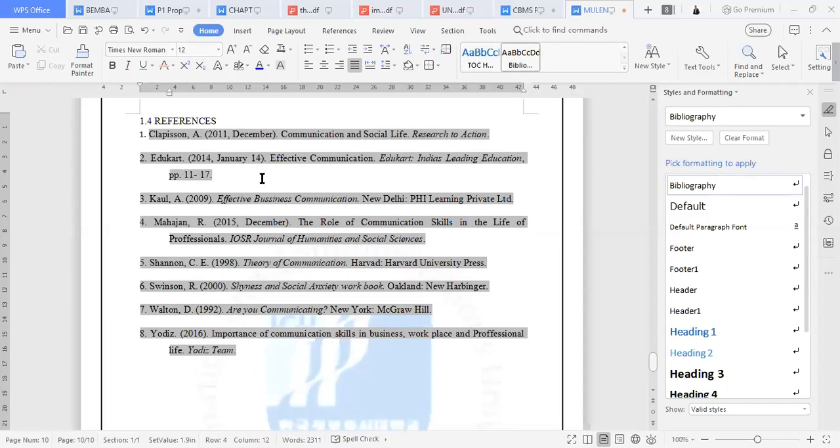This is Asha Cow, 2009, Effective Business Communication. So you see this one was italicized. This is showing us that this is the title. Then New Delhi, the town of publication, and then the publishing company should always come last when you are doing Harvard, from what we're told. So this is it.